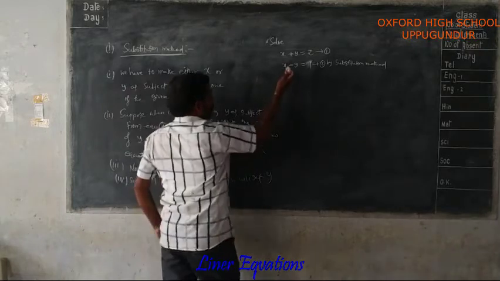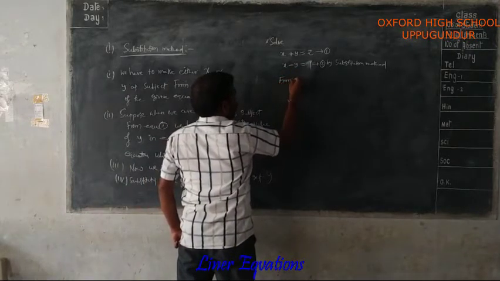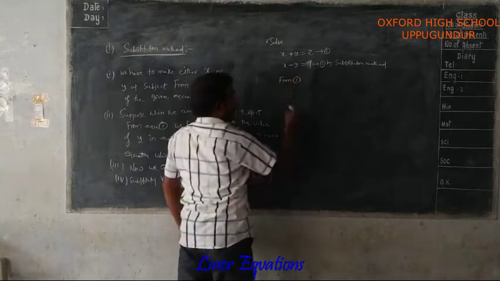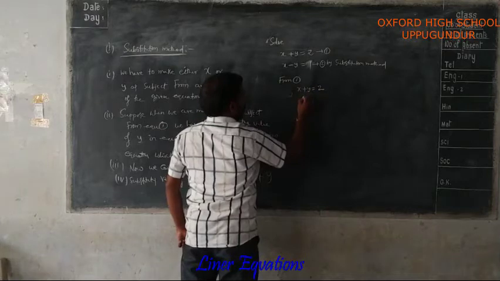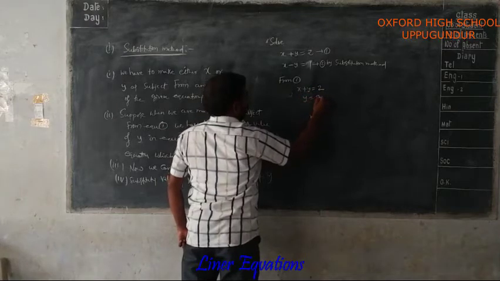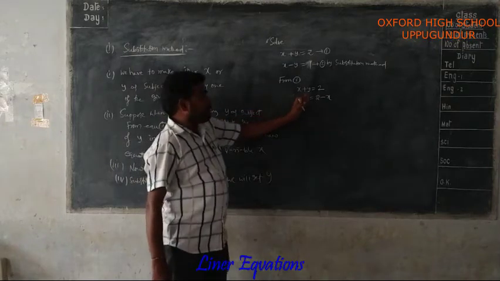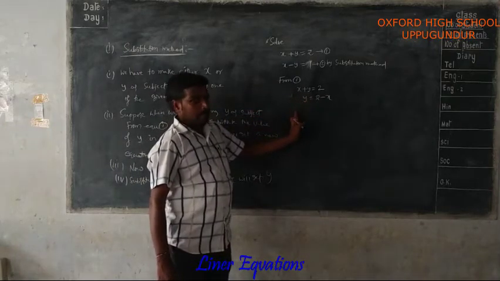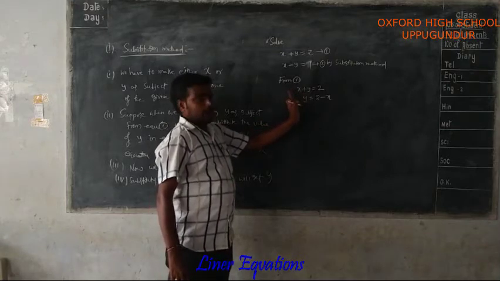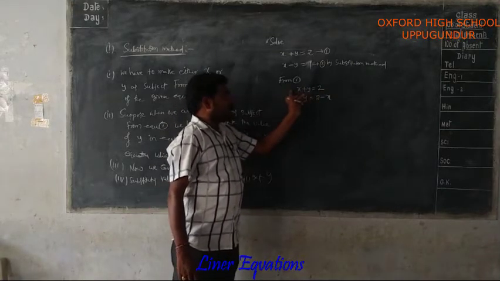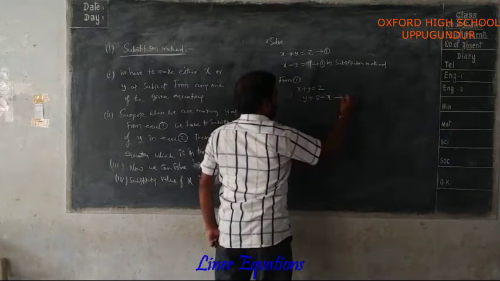Now I am taking y as subject here from equation 1. What is equation 1? x plus y equal to 2. From this, y equal to 2 minus x. So from equation 1, I am making y as subject. To make y as subject, I am transposing x from left to right. Plus x becomes minus x. Now I am considering this as equation 3.